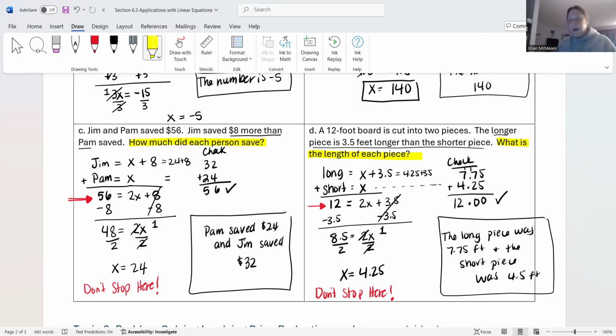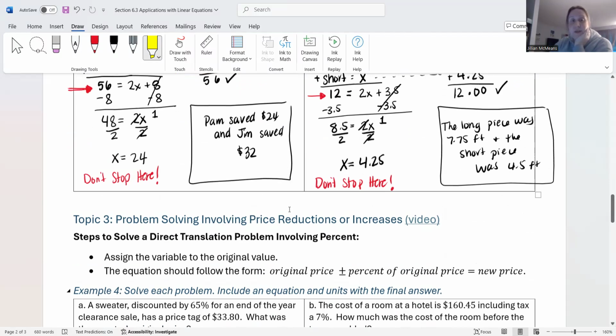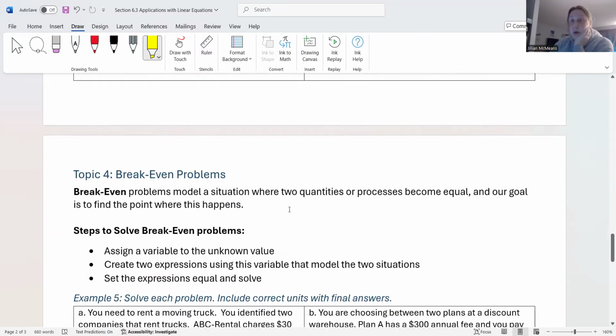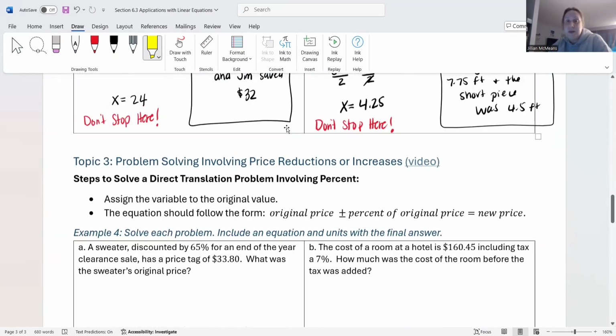Okay, so that is kind of an introduction to problem solving. In the next videos, let's see, I can't remember which order I have them in. So next we're going to look at price increases and decreases, so percentages. We're then going to look at something called break-even problems and then solving a formula for a specific variable. So 3 more videos and we are done with 6.3.